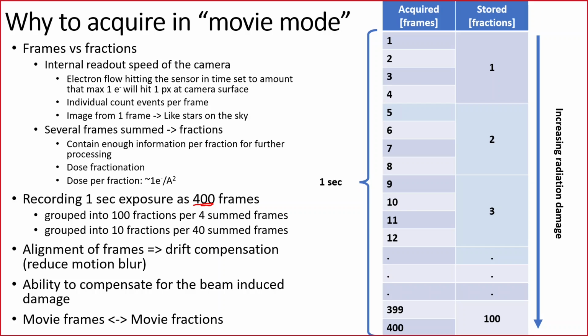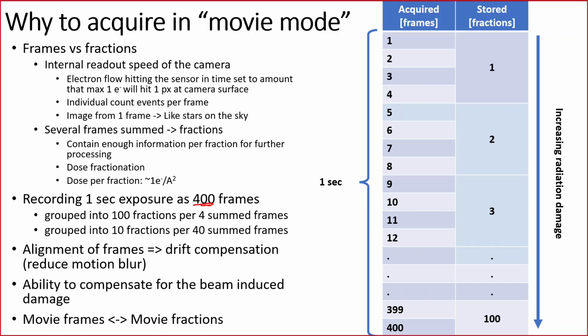This speed of acquisition determines how many electrons we can apply on our sample per second, because we want to see the individual counting events on our camera. So if we have a fast camera, then the electrons can come to the camera surface fast, yet they will be recorded as single electron events. If we have a slow camera, then we have to decrease our electron flux, and therefore all our acquisition times will be longer.